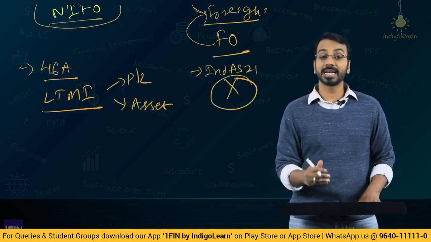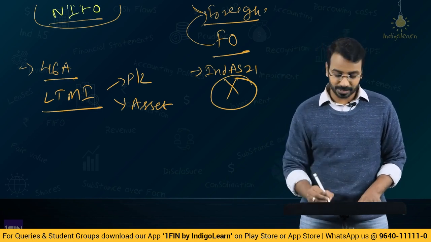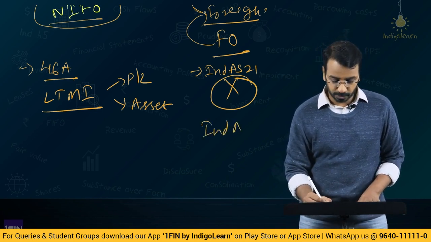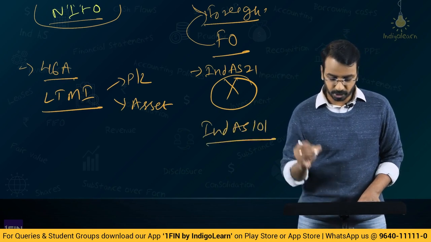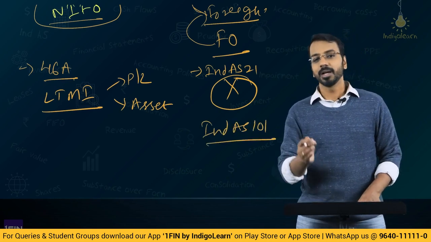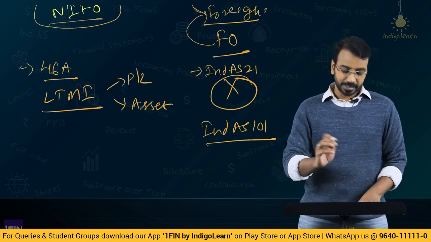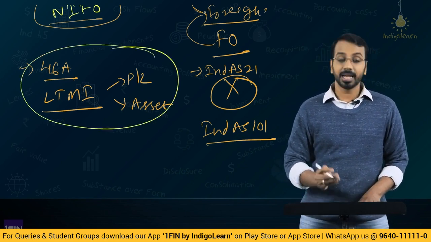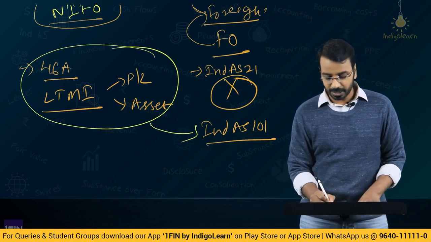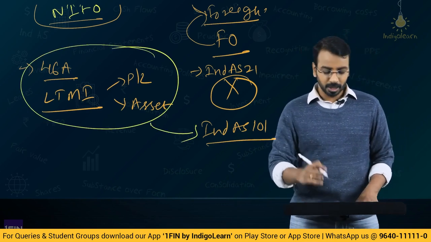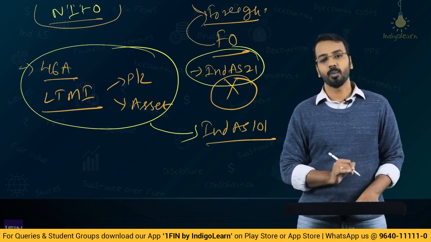But sir, you told that such exemption can be continued, that is given by Ind AS 101. Okay. So, under Ind AS 101, you can take that exemption, that is, if you have taken that exemption under paragraph 46A under AS 11, you can continue with that exemption as per Ind AS 101, not under Ind AS 21.